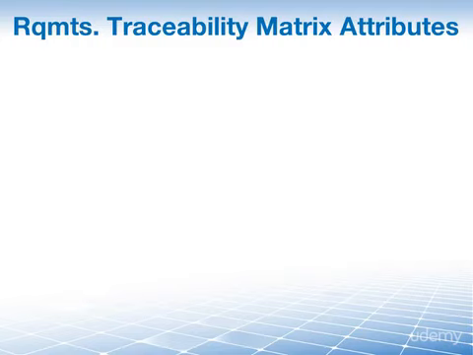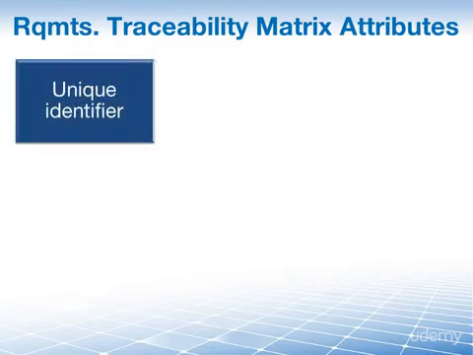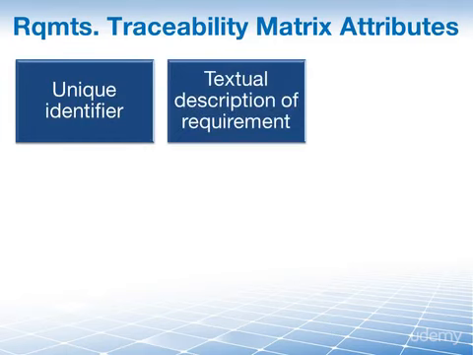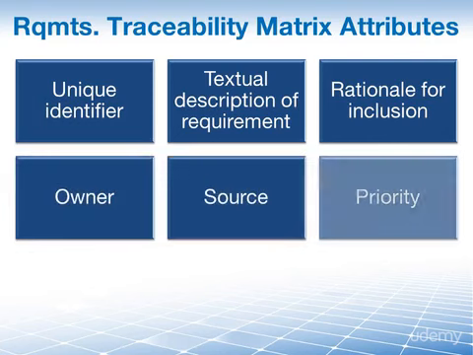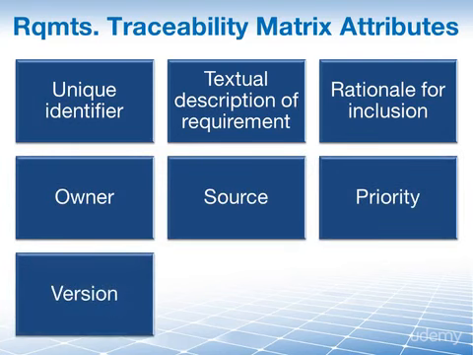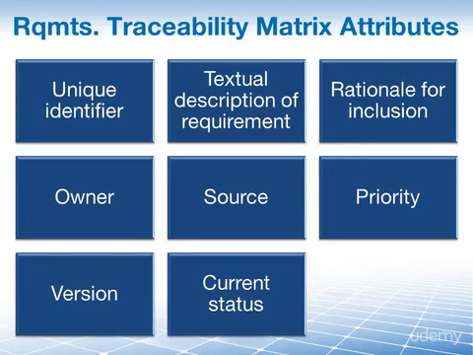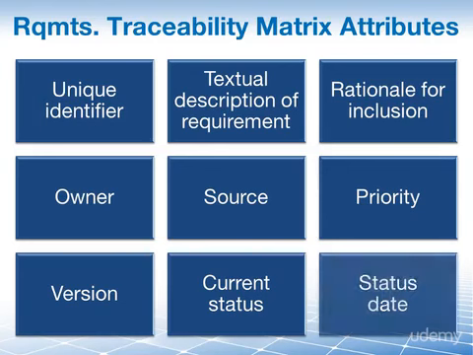Typical attributes that may be used in the requirements traceability matrix are things like a unique identifier, again a number or a letter, a textual description of the requirement, the rationale for including that particular traceability item, the owner, the source, a priority, a version, the current status, which could be active, cancelled, deferred, added, approved, assigned, or completed, and also a status date.